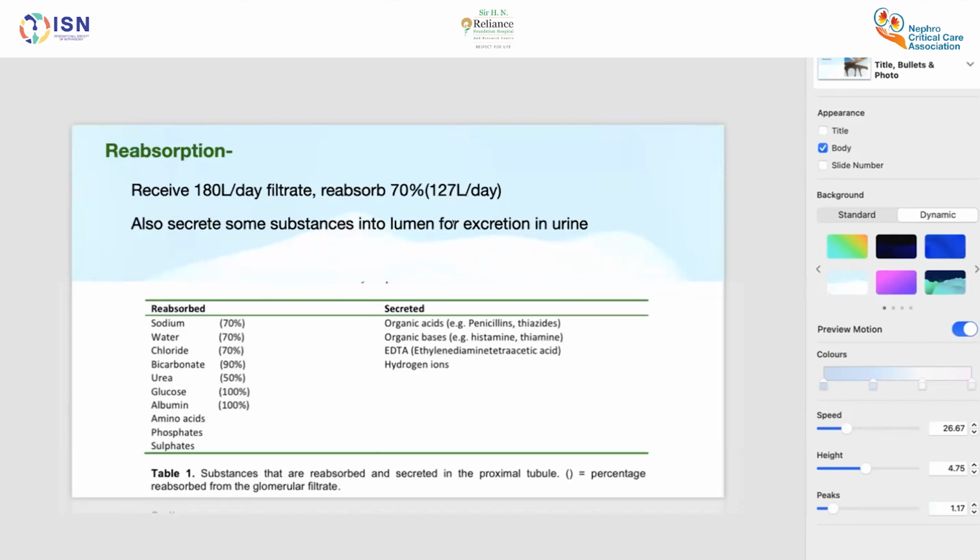The PCT also secretes some substances into the lumen for excretion in the urine. Sodium, bicarbonate, chloride, water, and glucose are the major substances which are reabsorbed, and the secreted substances are drugs, drug metabolites, and hydrogen ions.